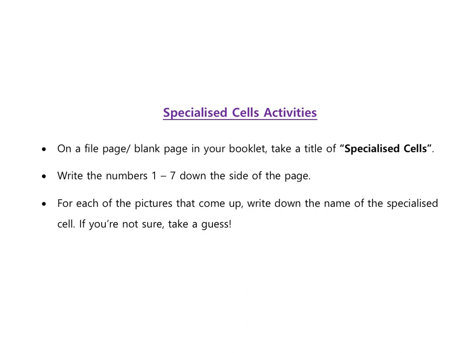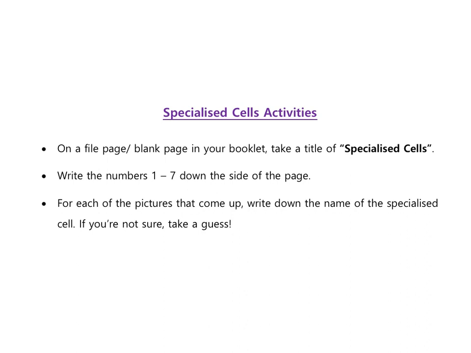So now that you have watched that video of the summary of specialised cells, I would like you to do a couple of activities on specialised cells. For the first one, I need you to take a blank page in your booklet, or a file page if you can't find a blank page in your booklet. I'd like you to give it the title of specialised cells. What I'd then like you to do is write the numbers 1 to 7 down the side of the page.